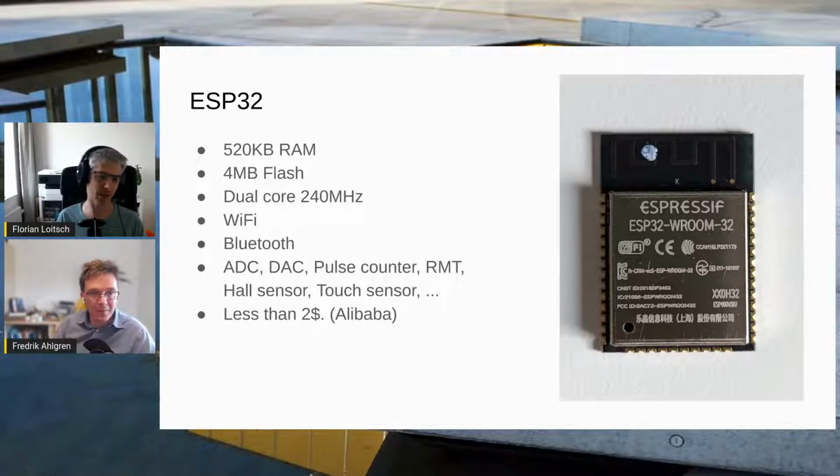We discovered this chip a few years ago, and it's just an impressive microcontroller. It has 520K of RAM, which is not completely true, as they're not all usable, but they advertise it as such. This module at least has 4 MB of flash. It's a dual core 240 megahertz, has Wi-Fi, Bluetooth, analog to digital converter, digital to analog converter, pulse counters, infrared modules, Hall sensors, all kinds of stuff, and the whole thing for less than $2. That's pretty much what you pay when you buy them yourself. If you buy them in bulk, you probably get them for maybe $1. So it's really massive.